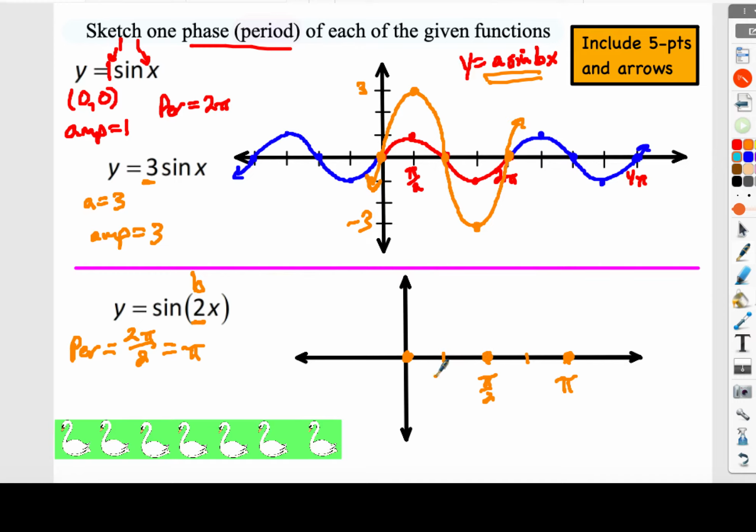At pi over 4, we're going to be up at our maximum. And now notice we had a 1 in front. So therefore, we're going to max out at 1 up top, and we're going to minimize down here at -1, down below. And again, our graph is going to curve up and down. It's going to basically look just like it did up top, only now notice again, we changed our period, right? We changed those x values.